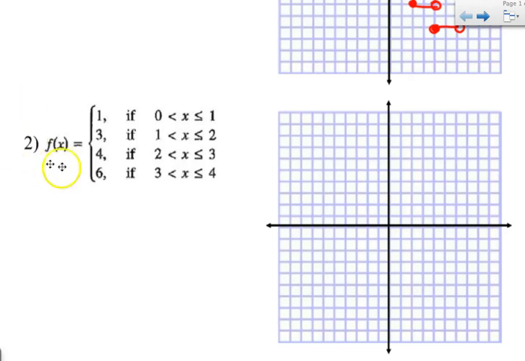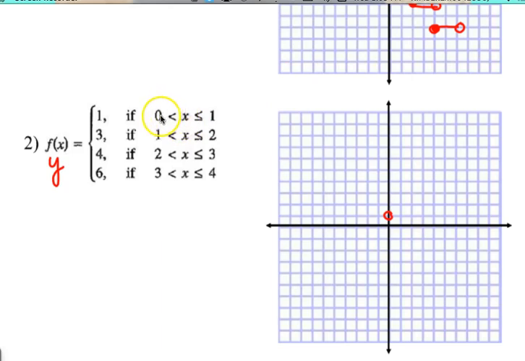So first off, these are my y values. I'm going to go where y is 1. And so here is a y of 1. And then I want to start at 0, but I want it to be an open circle. So I'm going to go to 1 and make an open circle. And I want that line to go from 0 to 1 on the x-axis. So I'm just going to go over 1.